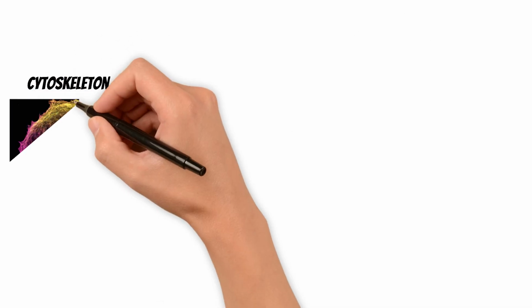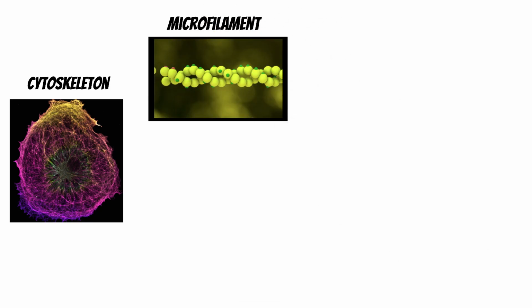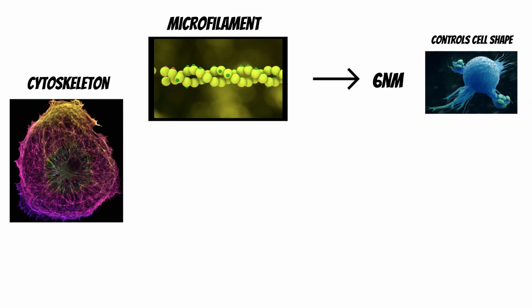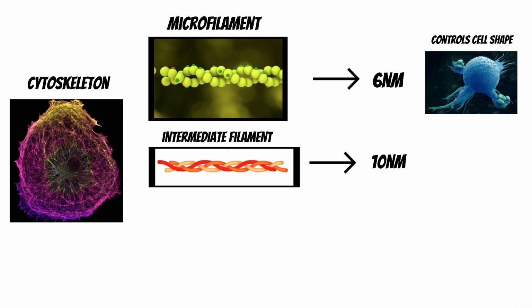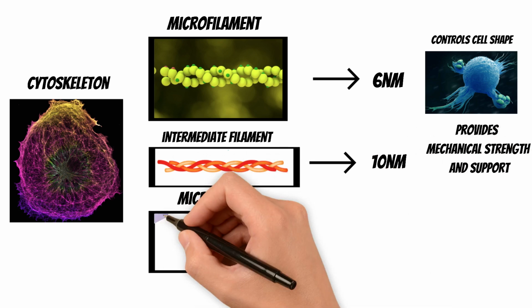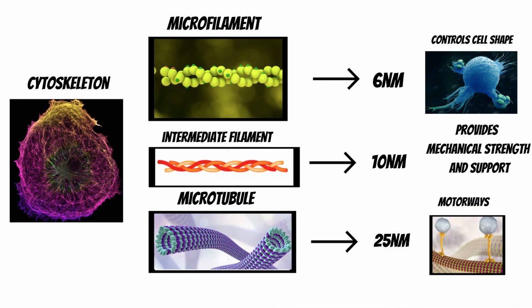The cytoskeleton is built from three main types of protein filaments. Microfilaments have a diameter of 6 nanometers and are in charge of controlling cell shape. Intermediate filaments have a diameter of 10 nanometers, and their role is to provide mechanical strength. Microtubules have a diameter of 25 nanometers and act as highways to transport cargo around the cell. Together, these fibers give cells strength, structure, and the ability to move.